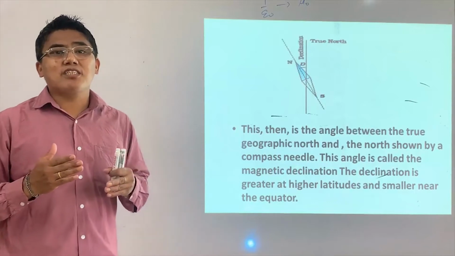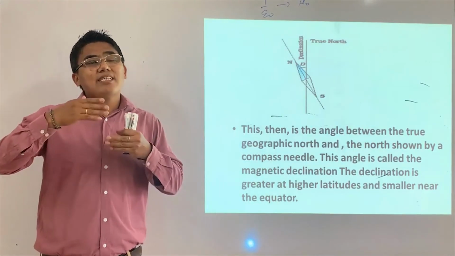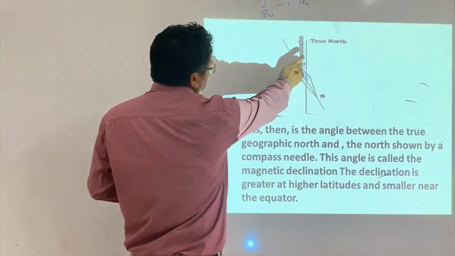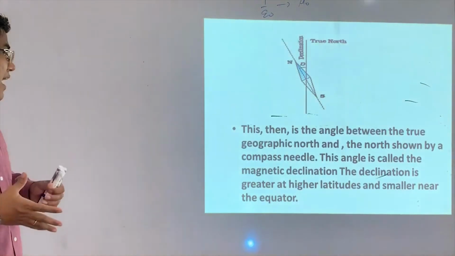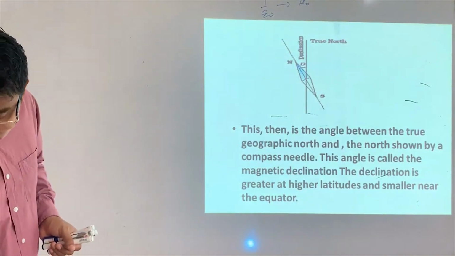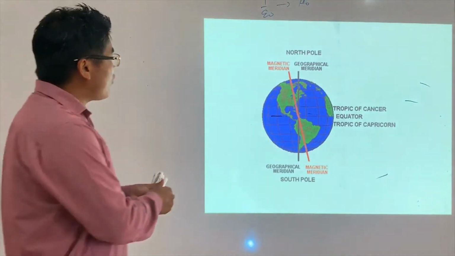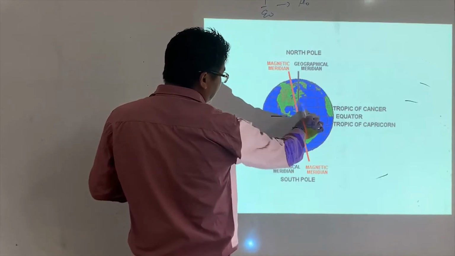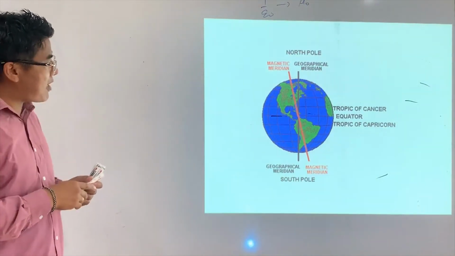At any point on our surface, there will be one line tending toward magnetic north and magnetic south, and another line tending toward geographical north and geographical south. You will find some angle, and this angle is what we call the angle of declination. One very important point: the declination is greater at higher latitudes and smaller at the equator. So if you move toward the poles, the angle of declination is more. Here at the equator, the angle of declination is least. So the angle of declination is least at the equator and maximum at the two poles. That's the reason.